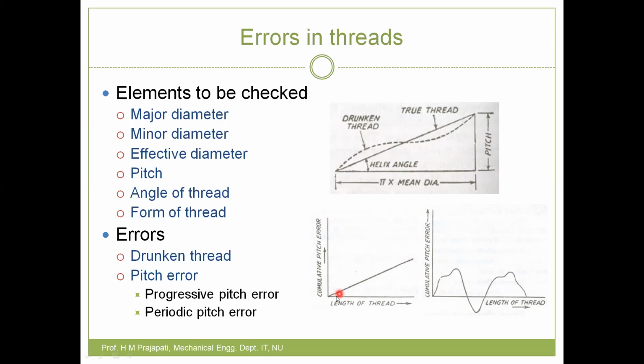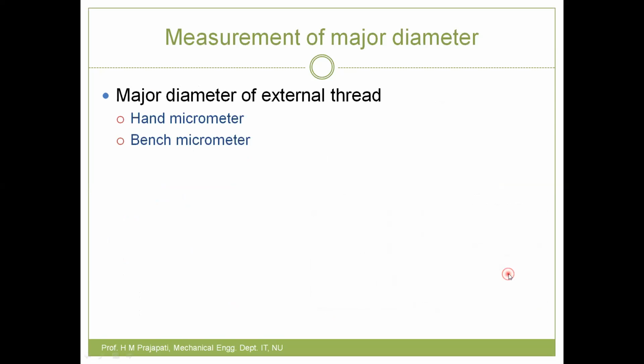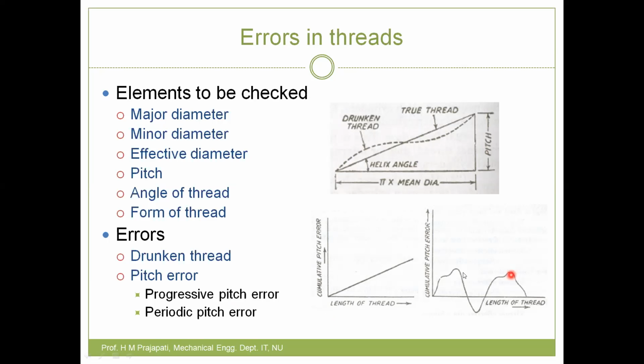But if you look here, the pitch error is not progressive, meaning it is not following this inclined line, but it is following this type of curve. In this length, the profile is again repeated in the second cycle. That type of pitch error is called a periodic pitch error. In a particular zone you get some variation in the pitch, and the same variation is repeated in the next duration. That is the basic difference between progressive pitch error and periodic pitch error.